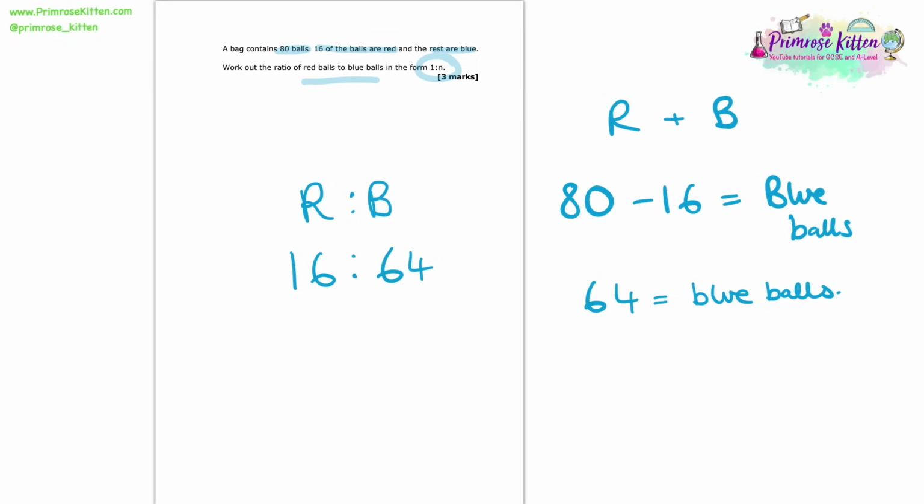But we're asked to write it in the form of 1 to n. So in order to work out what that n is, we're going to need to divide both parts of this ratio by 16. And the reason why we do that is 16 divided by 16, of course, gives us the 1 that we want as part of this ratio. And then we'll find out what n is here. So 64 divided by 16 gives us 4. So the answer to this question, the ratio of red balls to blue balls in the form 1 to n, is 1 to 4.